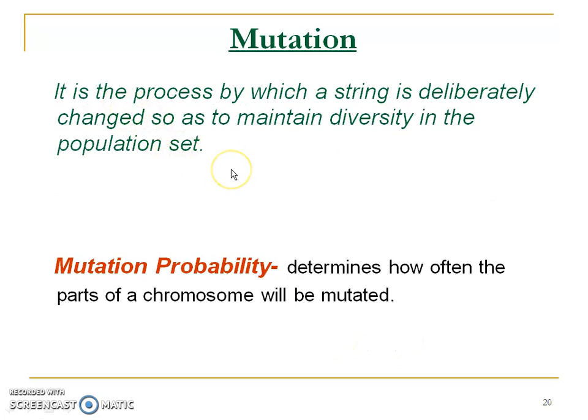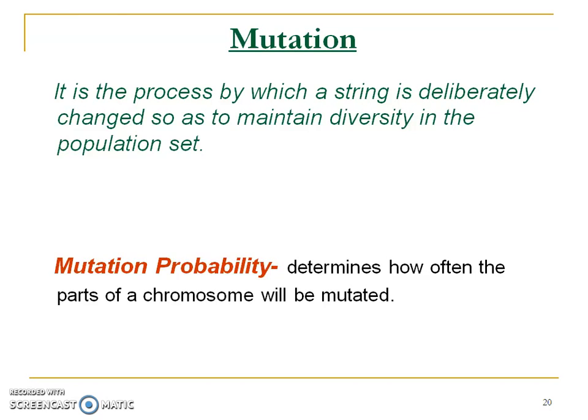Now mutation, what is mutation? It is the process by which a string is deliberately changed so as to maintain diversity in the population set. Mutation probability is generally very low, it can be less than 1%.